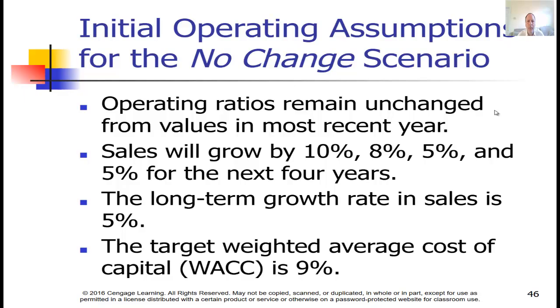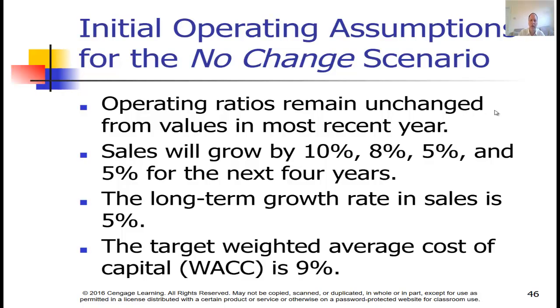So our initial operating assumptions for the no change scenario, meaning operating ratios remain unchanged from values in most recent years. We will say sales are growing okay now, but they're going to shrink. Sales will grow at 10% the next year, 8% the year after that, and then 5% and 5% forever. The long-term growth rate is 5%.